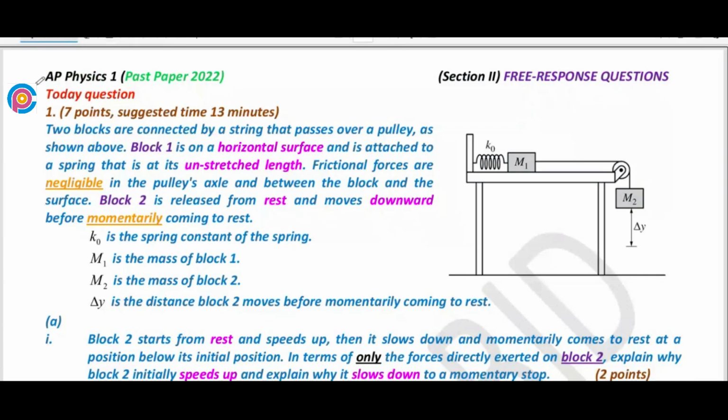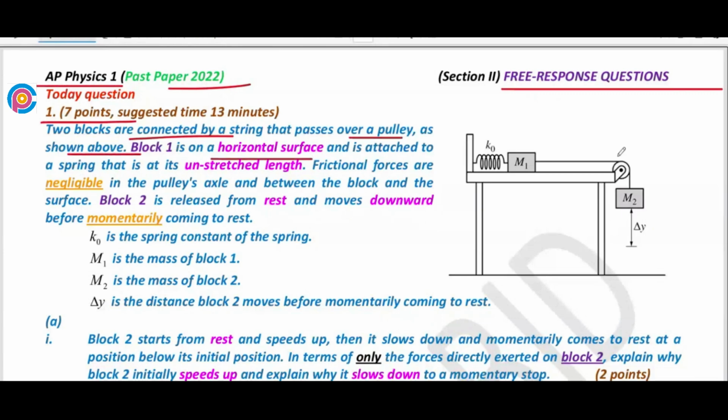Hi, we have the AP Physics 1 past paper 2022. We are discussing the free response question section. In this section, we have question number 1, which carries 7 points. Two blocks are connected by a string that passes over a pulley as shown above.